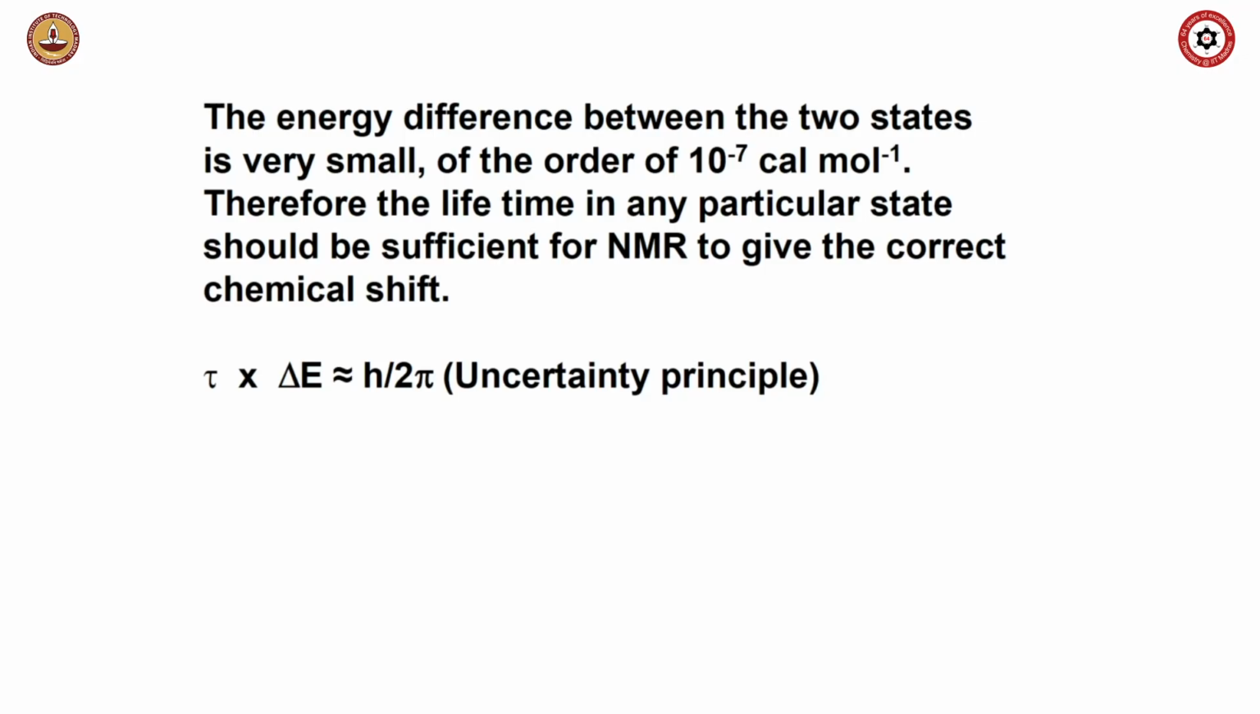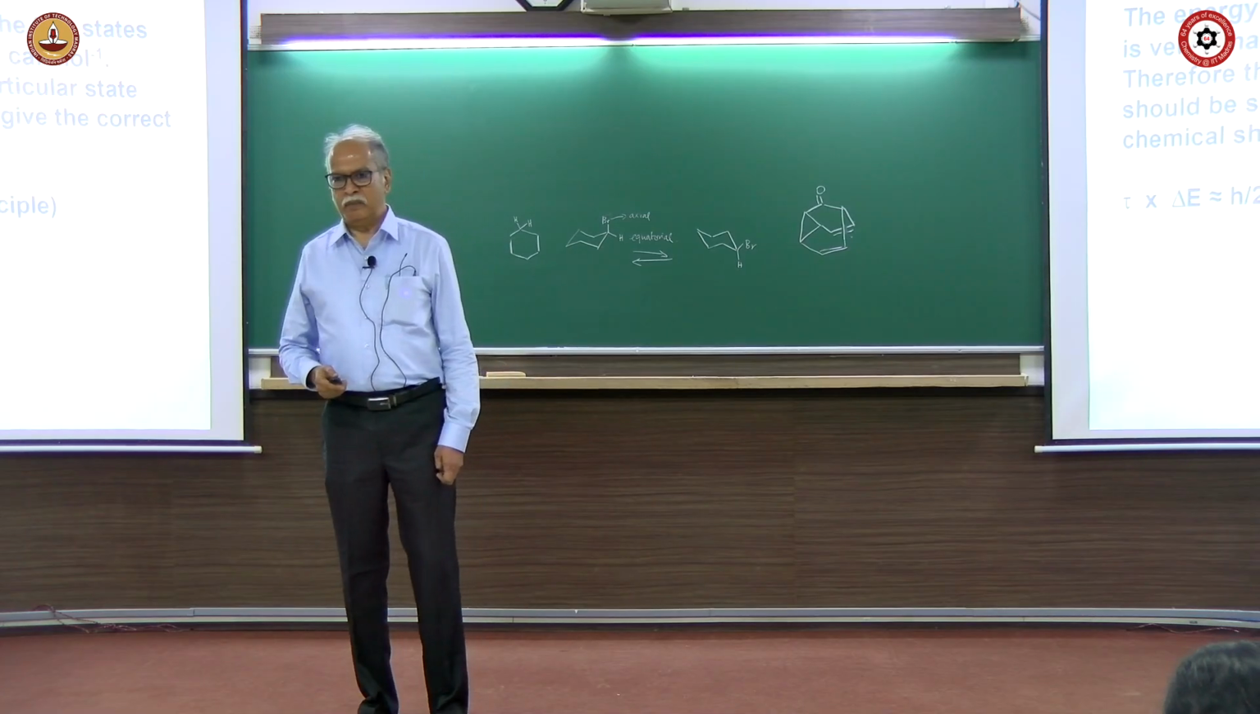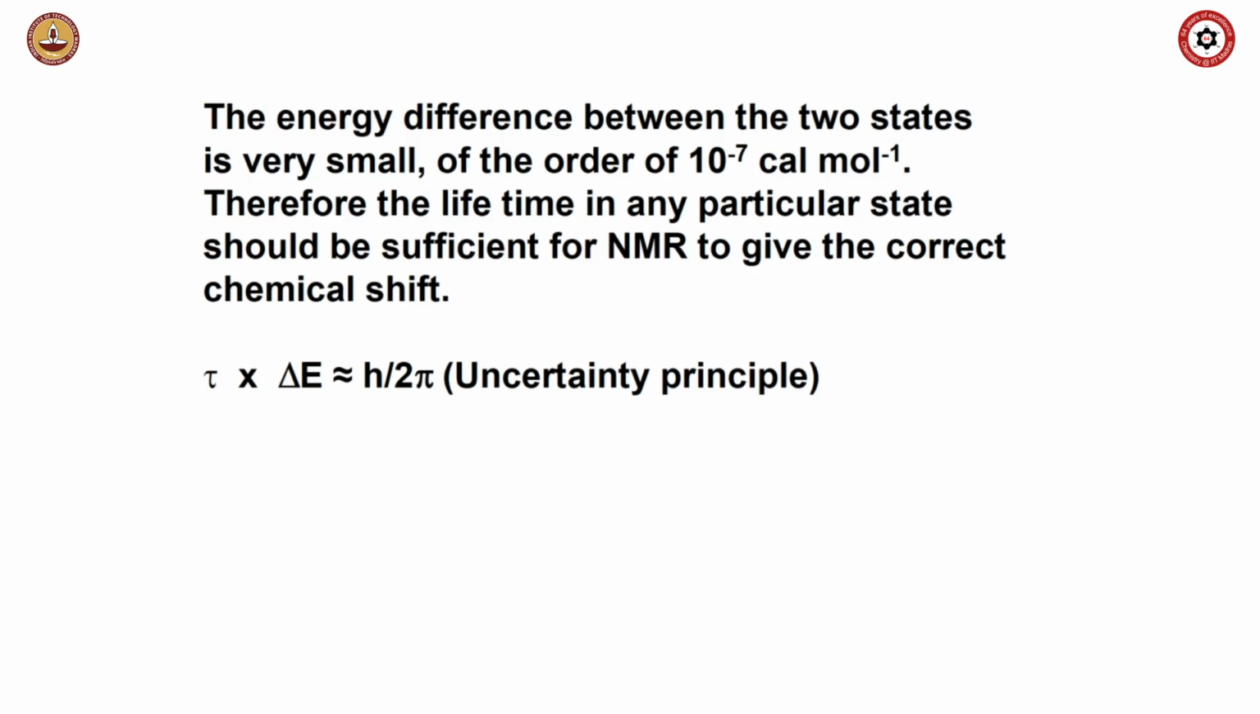The energy difference between the two states is very, very small. For example, when you talk about axial hydrogen and equatorial hydrogen, the chemical shift difference is only about 0.5 ppm or so. 0.5 ppm will correlate to something like 10 to the power minus 7 calories per mole. And therefore, the lifetime of any particular state should be sufficient for NMR to record the chemical shift.